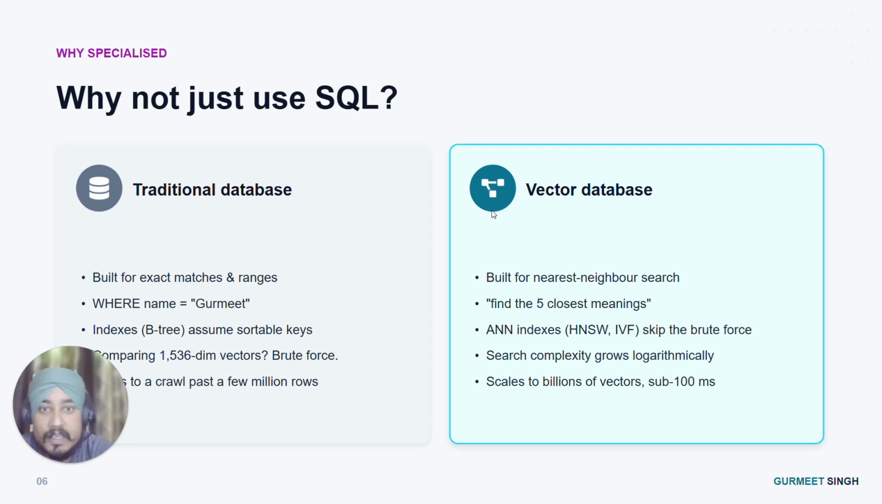A traditional database is built for exact matches and ranges. Find me the row where the name equals Gurmeet. Its indexes, usually B-trees, assume your data can be sorted on a key. That's perfect for names, dates, and IDs.